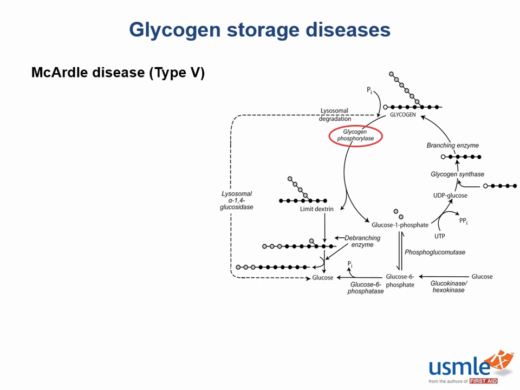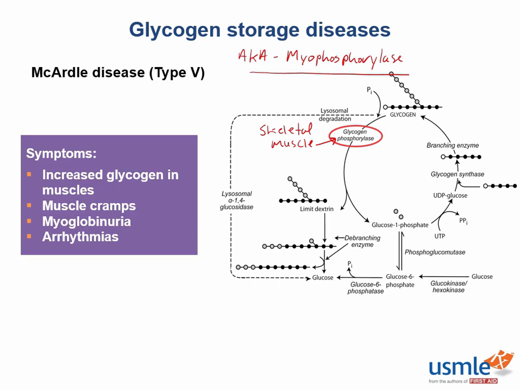Now lastly, we have type 5 glycogen storage disease, or McArdle disease, and this is caused by a deficiency in skeletal muscle glycogen phosphorylase, also termed myophosphorylase. Consequently, this disease really only affects skeletal muscle and not cardiac muscle. Here, you'll see increased glycogen within the muscle, as well as the inability to break this down. So how may patients with McArdle disease present? There you go. Since muscles cannot get enough glucose from breaking down their own glycogen, this leads to muscle cramps, myoglobinuria, muscle weakness, as well as arrhythmias and electrolyte abnormalities.